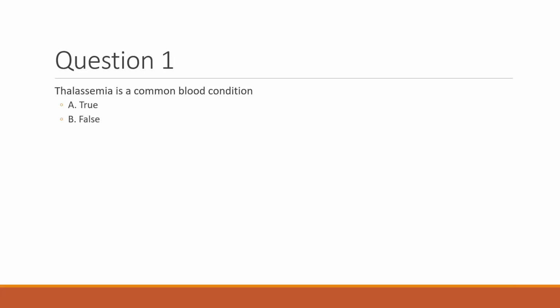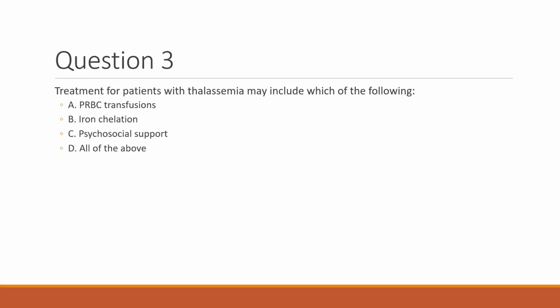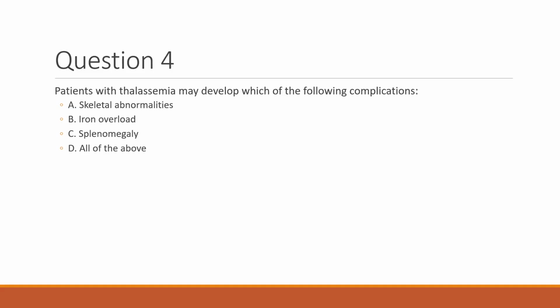So just some questions to think about as we go through, and then we'll go through them at the end. But the first is true or false, thalassemia is a common blood condition. True or false, patients with thalassemia can have iron deficiency. Treatment for patients with thalassemia may include which of the following: packed red blood cell transfusions, iron chelation, psychosocial support, or all of the above. And number 4, patients with thalassemia may develop which of the following complications: skeletal abnormalities, iron overload, splenomegaly, or all of the above.